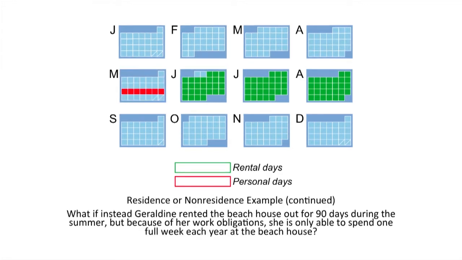We have a second example here. In this second example, she only used it for 7 days. She didn't have enough time, a lot of work going on. But she still did rent it out all of June, July, and August. So in this case, what if instead she rented the beach house out for 90 days during the year, but because of work, she could only spend a week there?